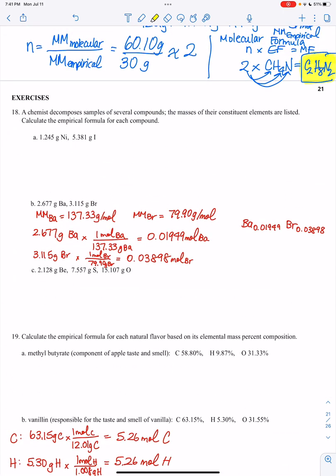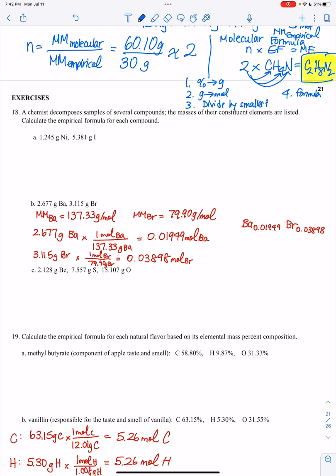For 18, it says, a chemist decomposes a sample of several compounds. The masses of each element are listed. Calculate the empirical formula. So again, don't forget the steps. First step, percentages to grams. Second step, grams to moles. Third step, divide by smallest moles. And then fourth step is writing your formula, making sure it's there. Sometimes 3 and 4 happens at the same time.